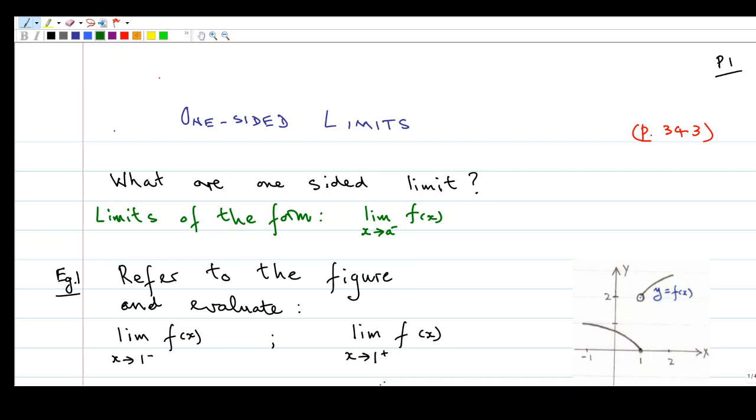So you should note that this means x approaches a from the left, right?